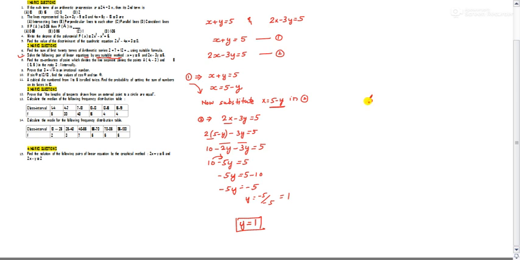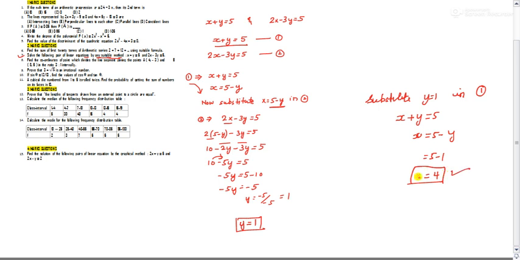Now substitute y equal to 1 in equation number 1. Got it? So you'll get the value of x. Here x plus y was 5, so x is how much? 5 minus y. Y we have got 1. So if you substitute, you'll get x as 4. So these are the two values.